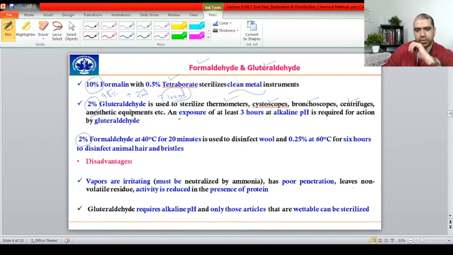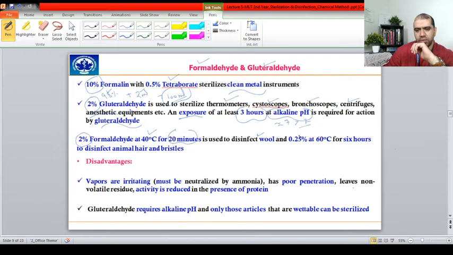Now again, as I told you, when you use different percentages, it depends upon the exposure time. You can use it for at least 3 hours, and at an alkaline pH, which means the pH should be either 7 or greater than 7. Okay, and this is required for the action of glutaraldehyde. When you use 2% formaldehyde, you keep it at 40 degrees Celsius and let it stand for around 20 minutes. This is used to disinfect wool and cotton, anything you want to use before your surgeries.